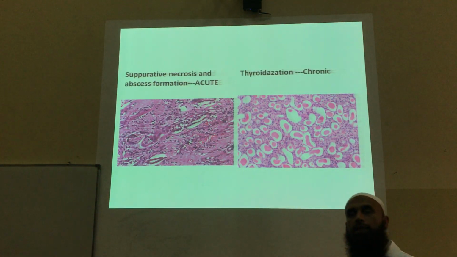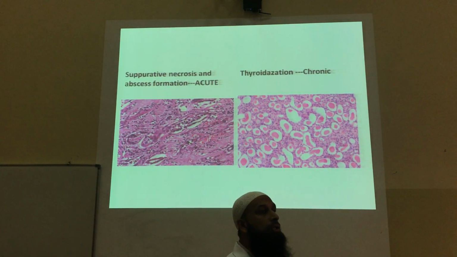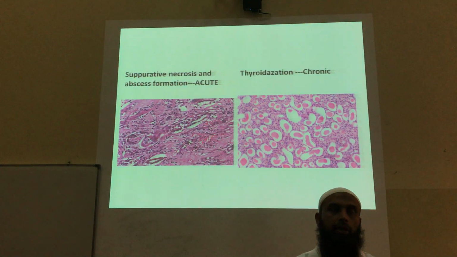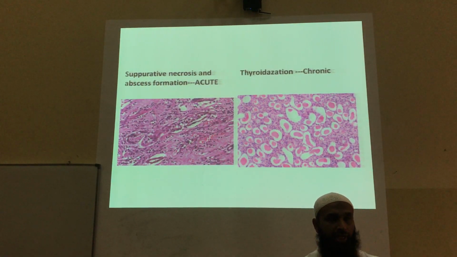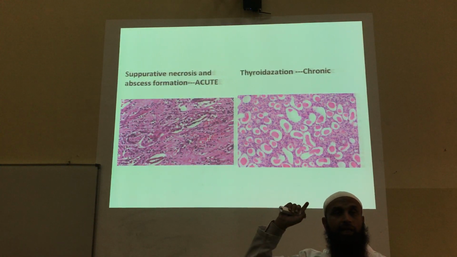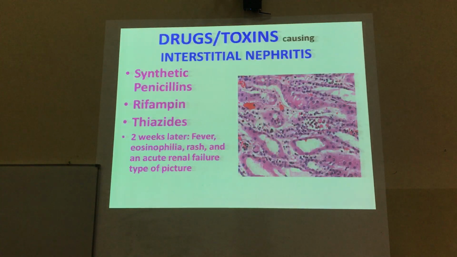Why is it called thyroidization of tubules? It looks like thyroid. Actually it is not thyroid, but it resembles it. When the urine is stuck there, it looks as if these are the follicles of the thyroid containing colloid. So that's why it is called thyroidization of tubules.